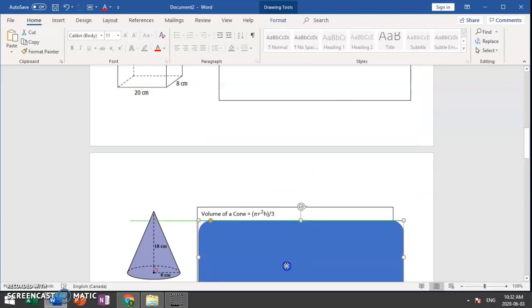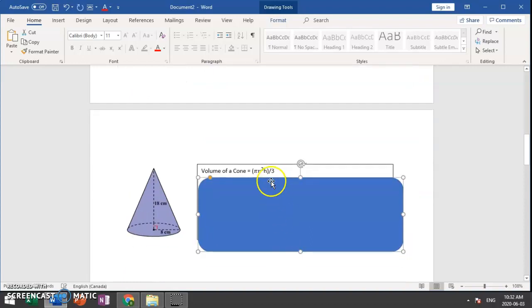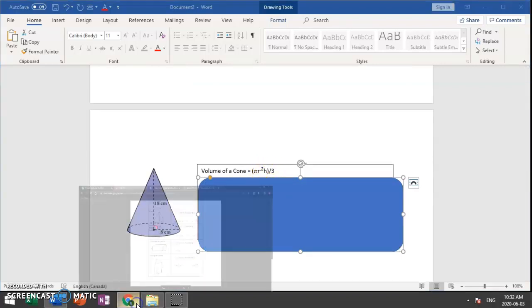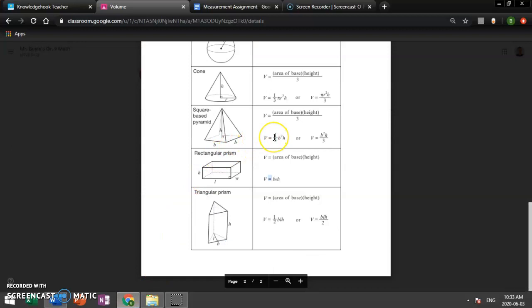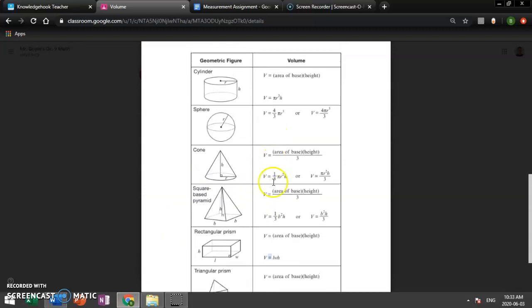The formula for the volume of a cone is pi r squared h divided by 3, or 1/3 pi r squared h, right? Same way that multiplying by a half or dividing by 2 is the same thing, multiplying by 1/3 or dividing by 3 is the same thing. So either one of these you can use to get the same answer.